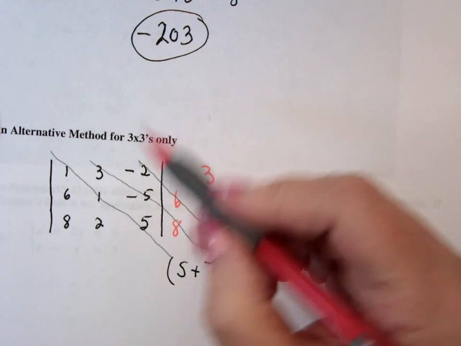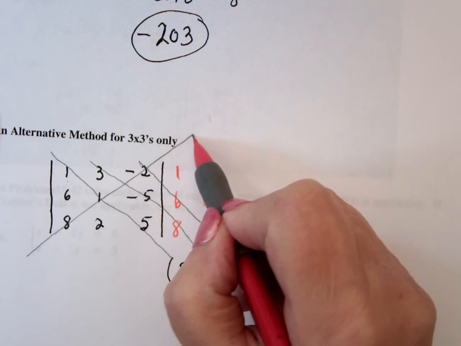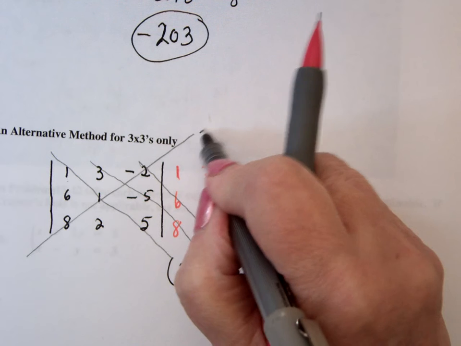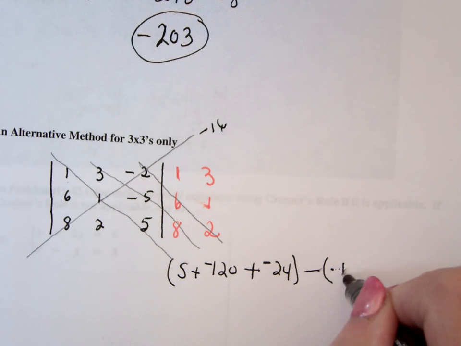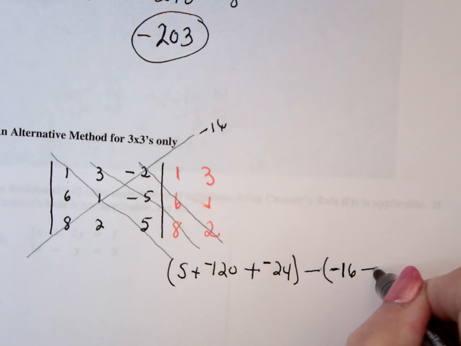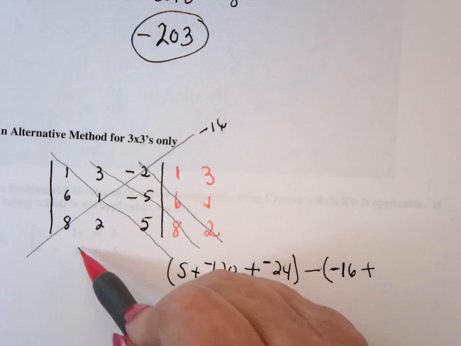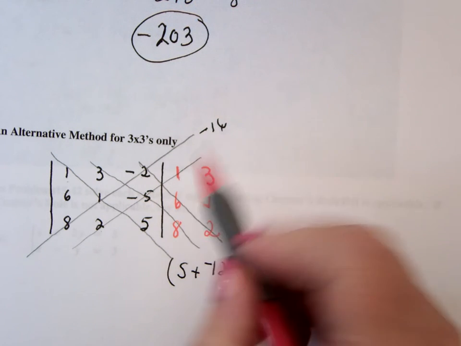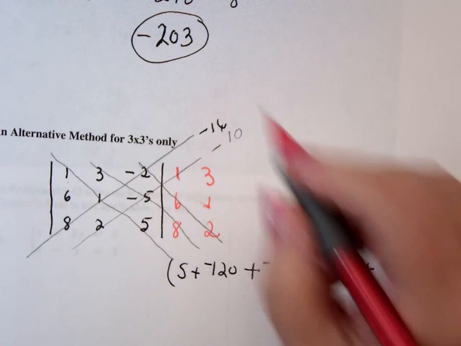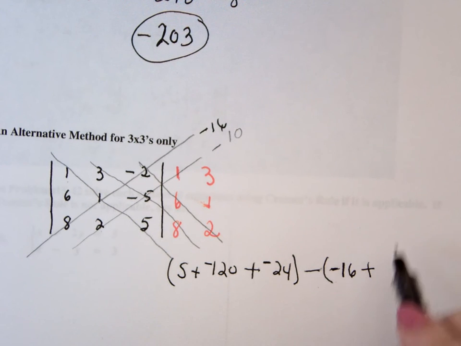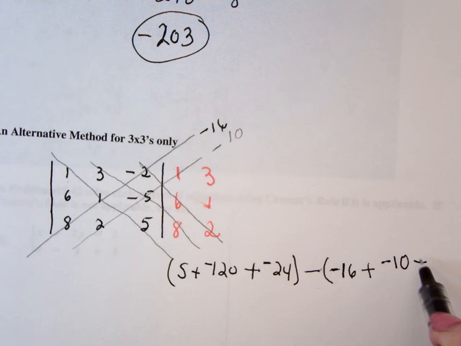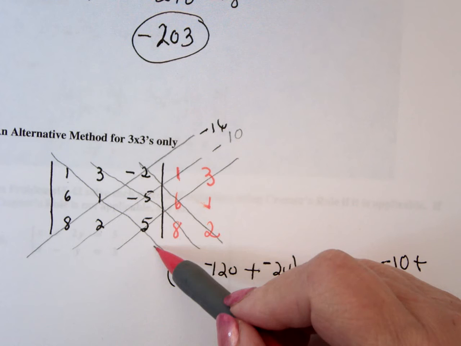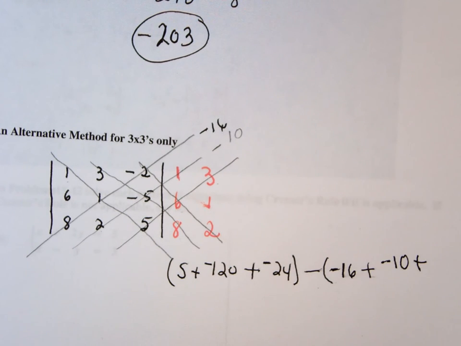Now we go the other direction. We go up. This is 8 times 1 times -2 is -16. Plus, going up, 2 times -5 times 1 is -10. Plus, going up, 30 times 3 is 90.